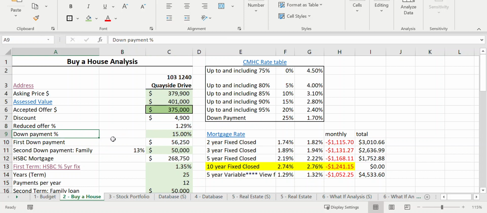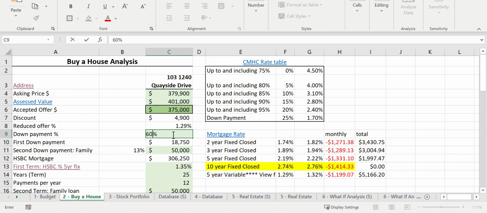Now the next one I've got here is called the down payment percentage. So what that means is, what percentage am I going to put down? And I put this as an input again, because I can decide how much I want to put down on purchasing a house. I could say, well, I want 15%, I can put 10%, or I could put 5%, all right? Or I could put 60%, whatever I wanted. I could put that number in here. And again, that's my number.